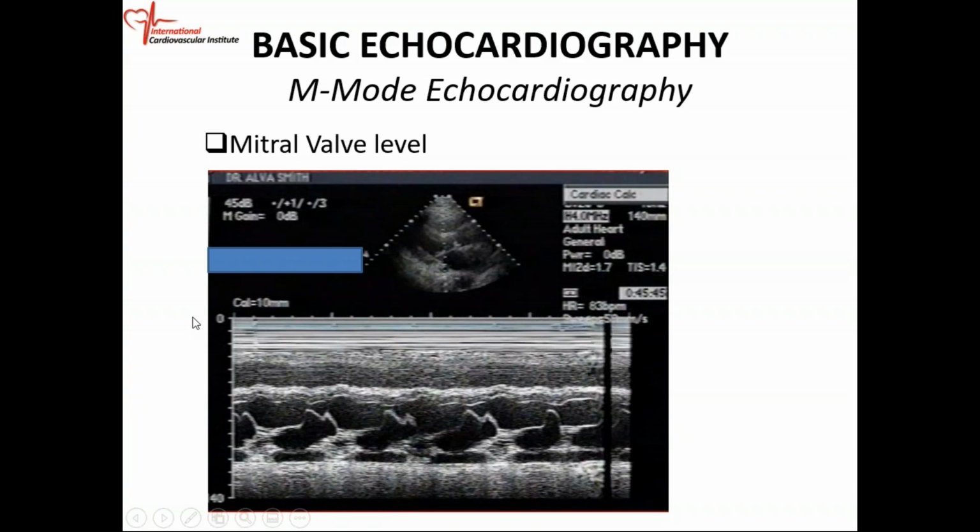Again, everything we do in echo is gated. So your ECG is on top. If you can see the ECG, this would be diastole, from the end of the T wave to the QRS. The mitral valve opens in diastole, closes in systole, opens in diastole, closes in systole. Again, this is the anterior mitral leaflet, and the posterior leaflet is there. And this is how the mitral valve opens. It closes in systole.